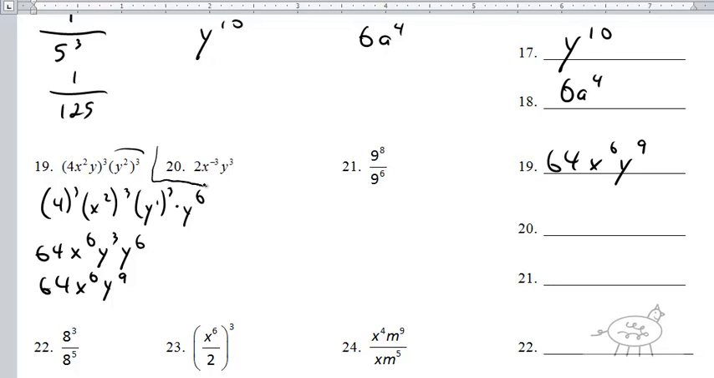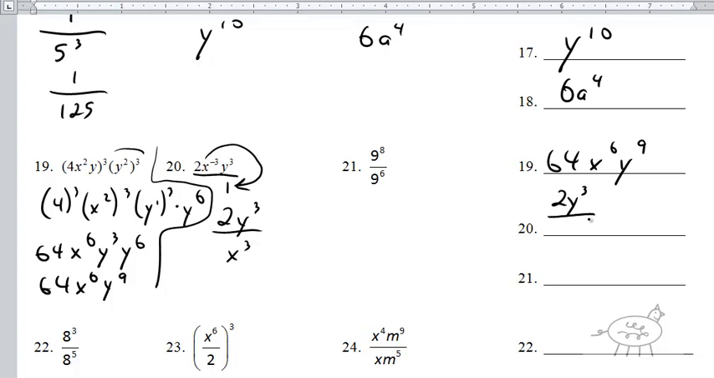Okay, let's do this guy right here. I'm going to put this over 1. And what is touching a negative exponent? The only thing touching a negative exponent is the x. So the x is the only thing that goes to the other side of the fraction. Everything else stays there. So that's 2y cubed, and the x moves to the bottom. It becomes x cubed in the bottom. And that's your answer. So it's 2y cubed over x cubed.